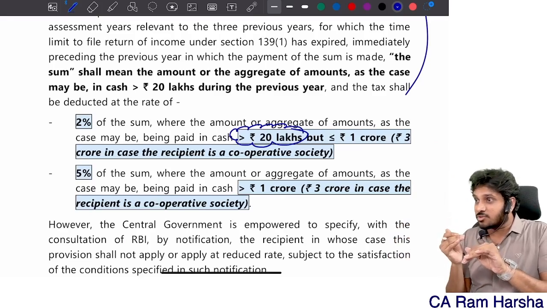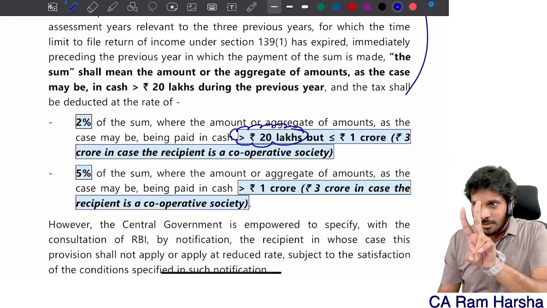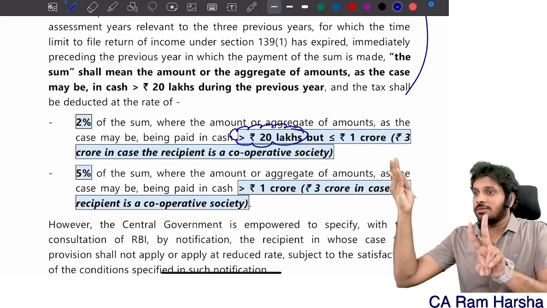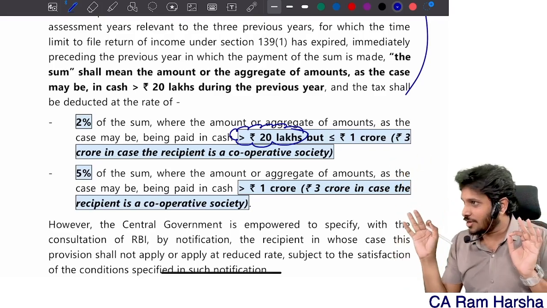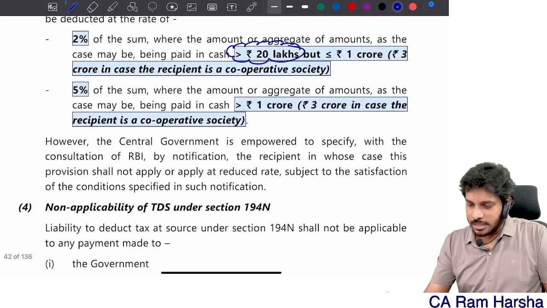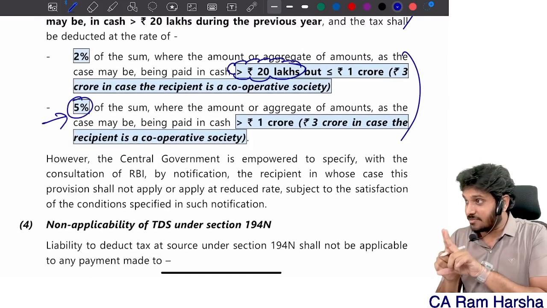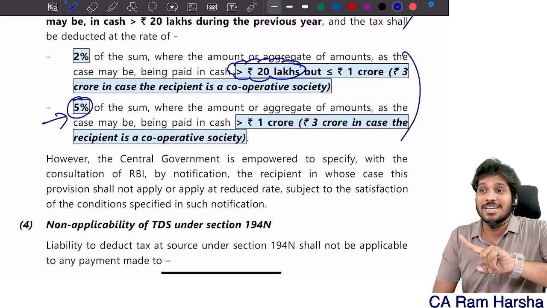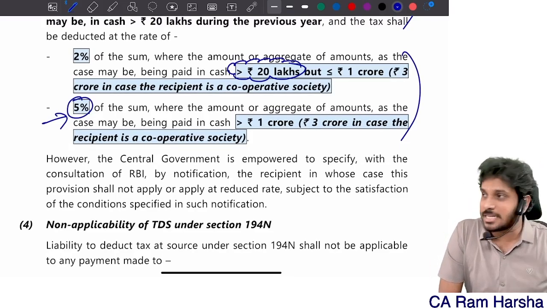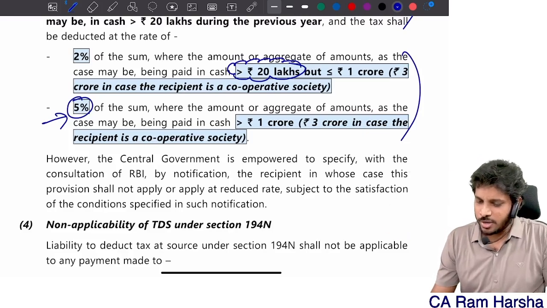Whereas for a cooperative society, from 20 lakhs to 3 crore, 2%. More than 3 crore, 5%. Are you getting it? That's it. So that is with respect to the additional rate of TDS. Additional rate of TDS is applicable when? If the person has not at all filed the return of income in the past 3 years, then 20 lakh is the only threshold limit. Are you clear?